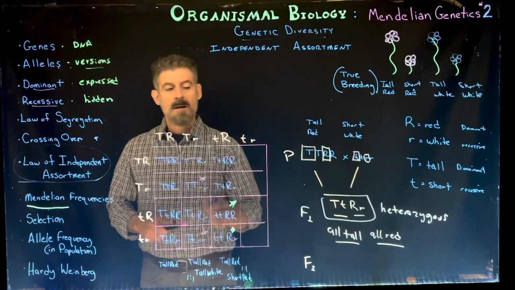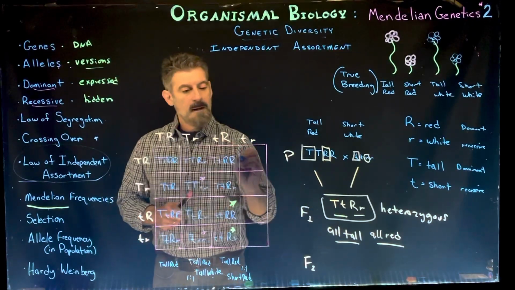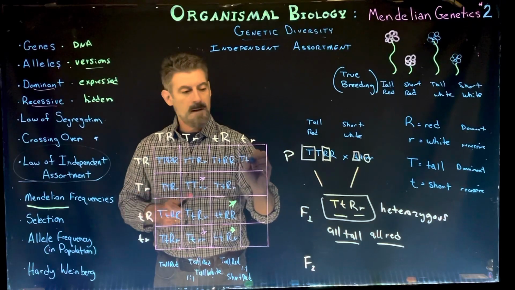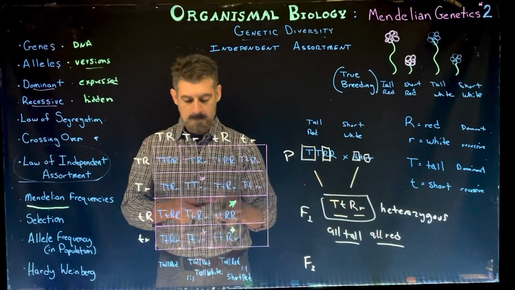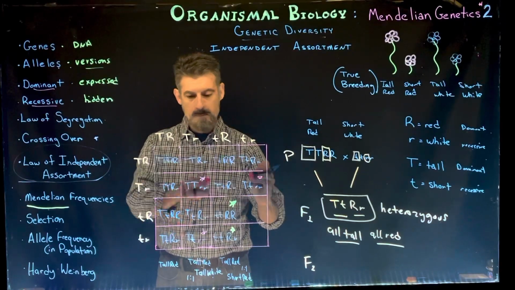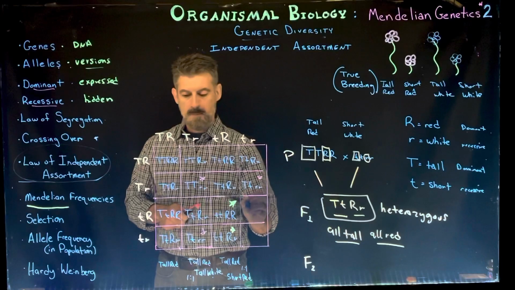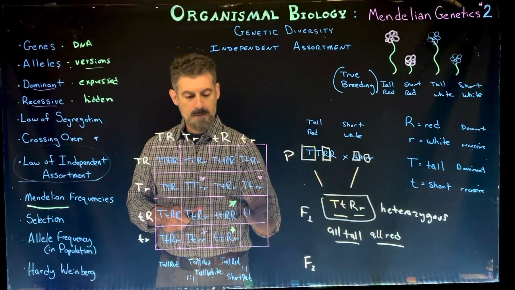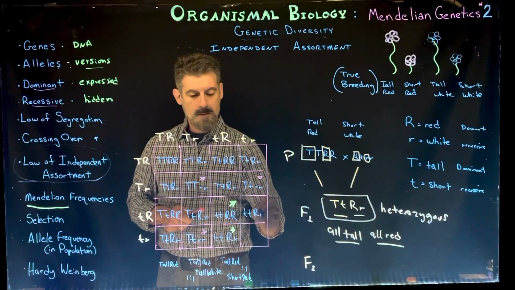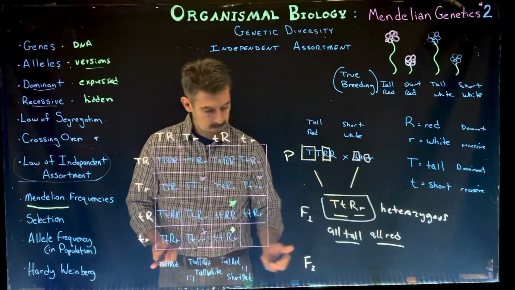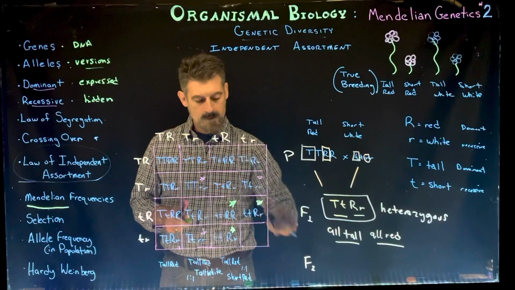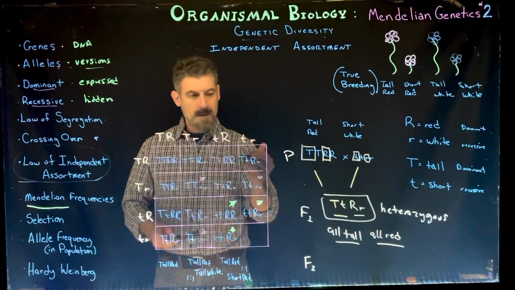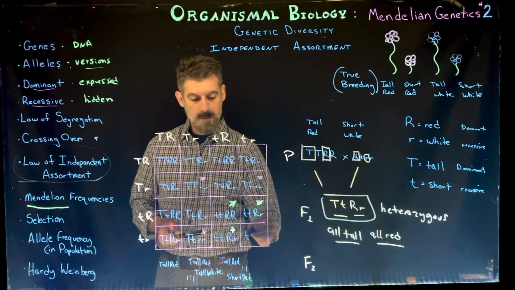Okay, keep moving along. So we got the tall again and red. Okay, tall again and white. Same as we've seen over here. We're going to have now short and red, like we saw. And then we're going to have here short and white.